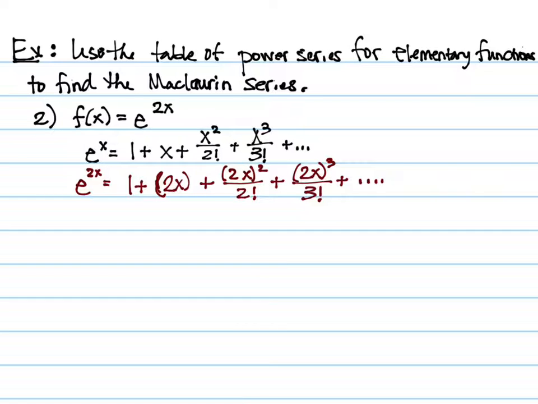And we got to the exact same place we did using derivatives on the previous type of problem solving. So this ends up equaling the same thing we had before, the summation from n equals 0 to infinity of (2x)^n over n factorial. And we did it by using tables.